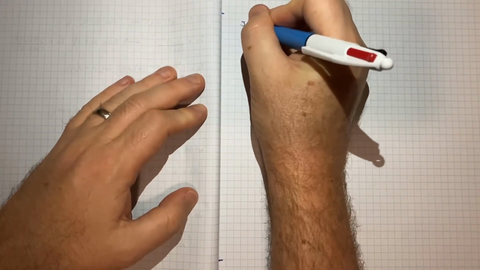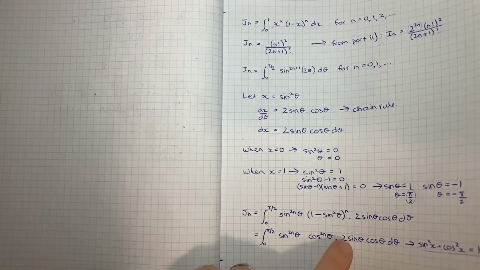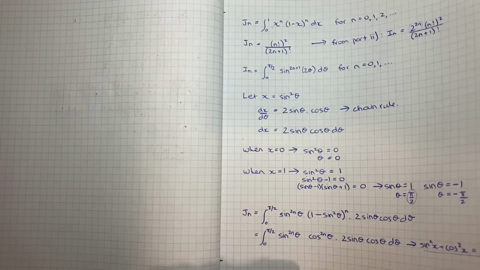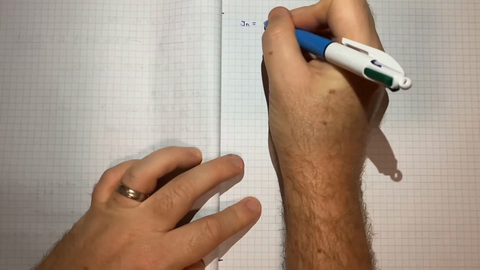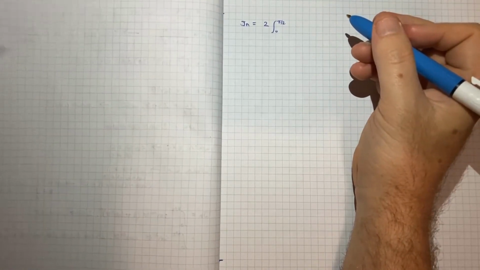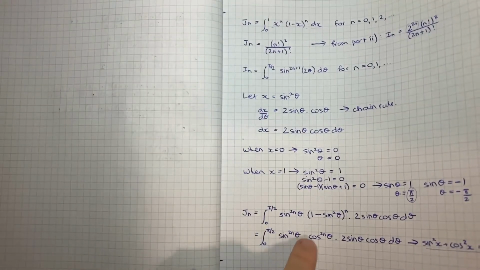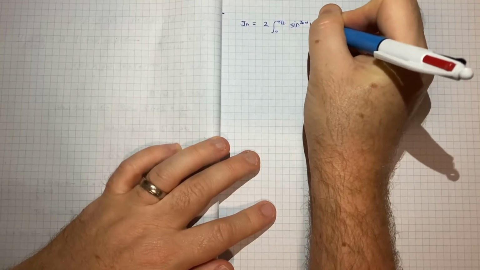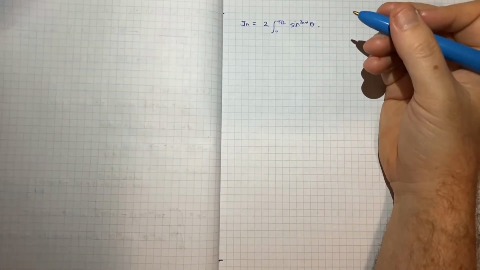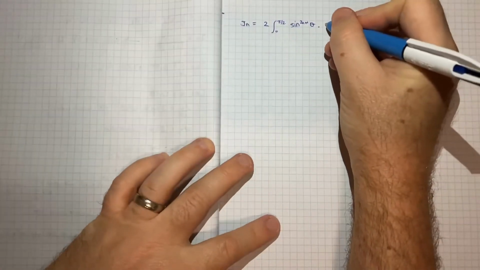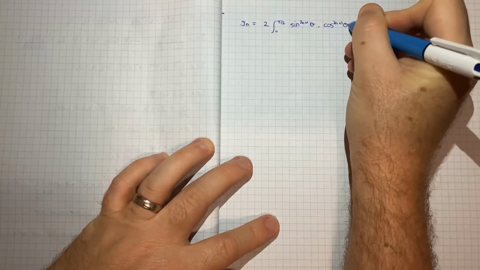Continuing this on, we'll get Jn is equal to, and I think we can bring out the 2 and bring in the sine theta and cos theta, bringing it all together. So we'll get 2 times the integral from 0 to pi on 2 of sine 2n plus 1 theta, and similarly cos 2n plus 1 theta d theta.